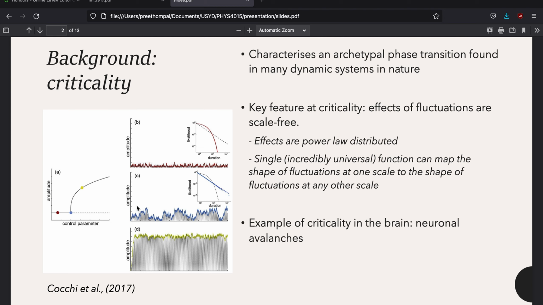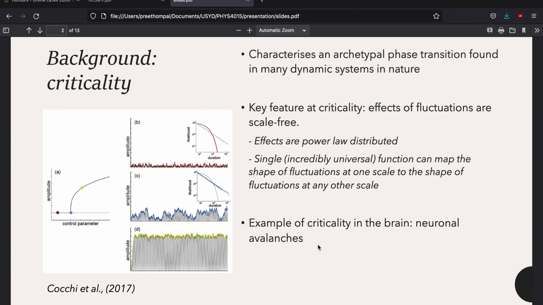However, at criticality, the effects of fluctuations take longer to be damped, and so you see noisy effects inside the system. These effects of fluctuations are power law distributed, which means that they occur at very small scales and then also at very large scales. You can map the shape of fluctuations at one scale to the shape of fluctuations at any other scale.